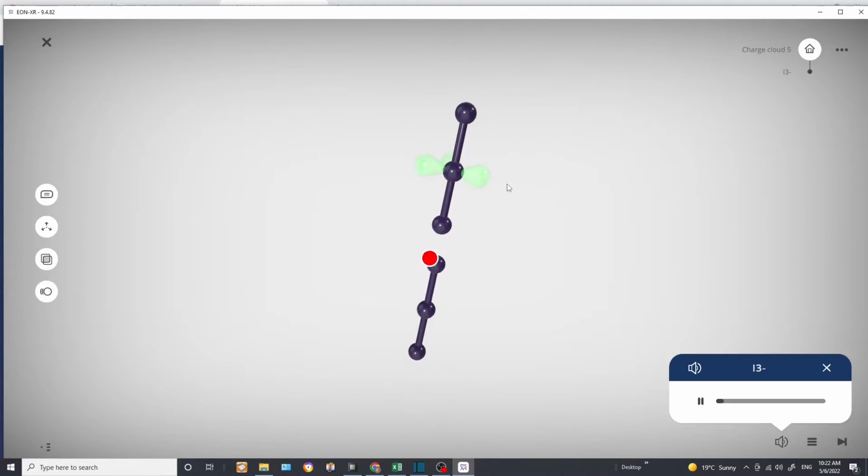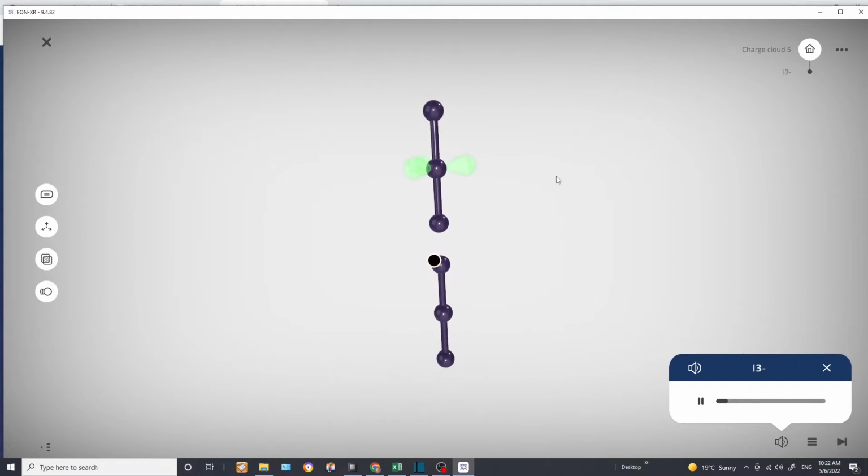This example is a molecule consisting of 3 iodine atoms that has a charge of 3 minus. So we still have 5 charge clouds because we have 2 bonds and 3 lone pairs. So the electronic geometry is trigonal bipyramidal, but the molecular geometry is linear. We cannot see the lone pairs, but they do affect the molecular geometry of the molecule.